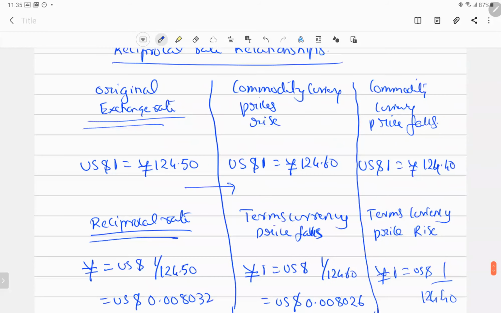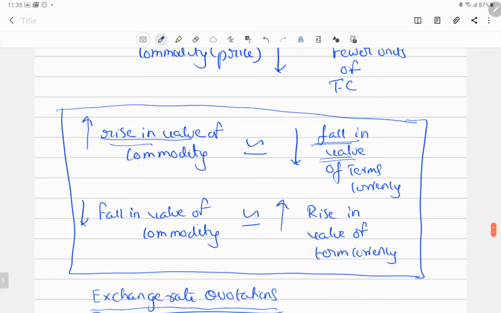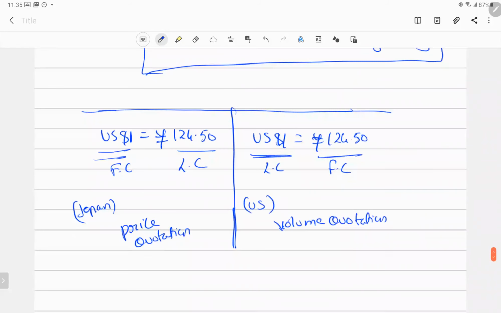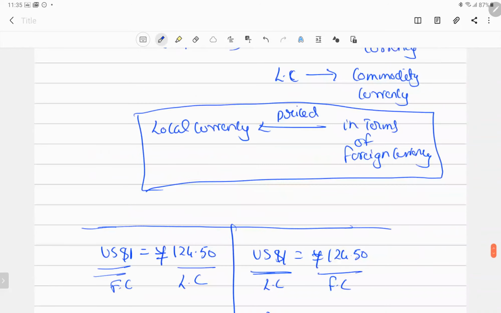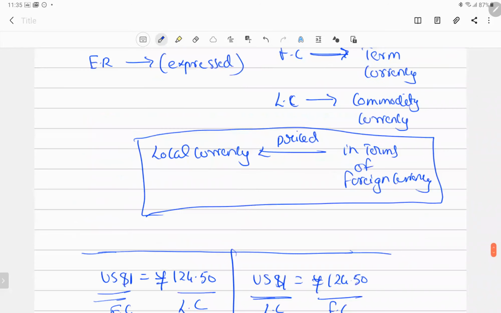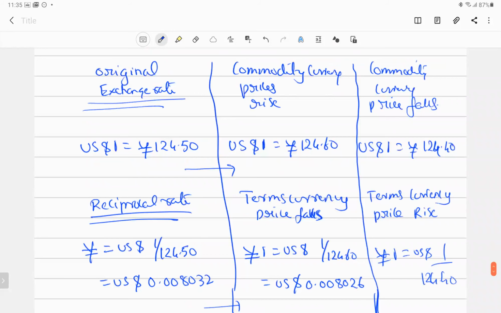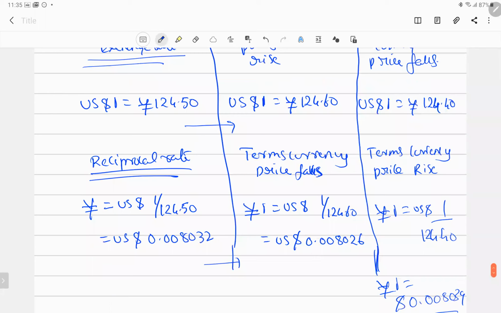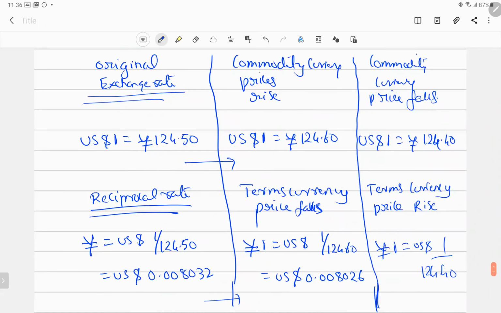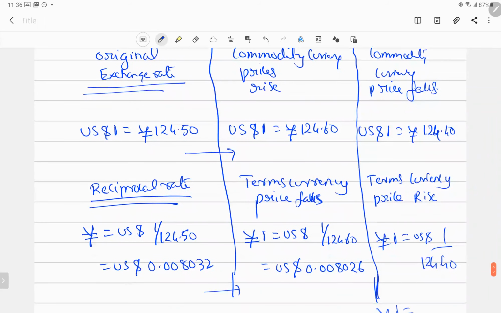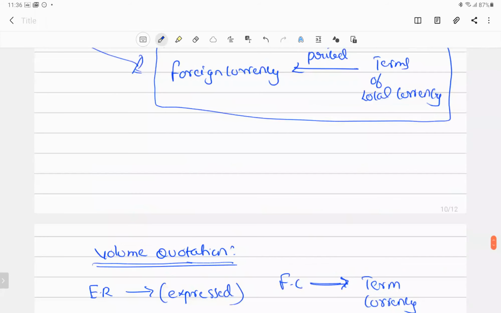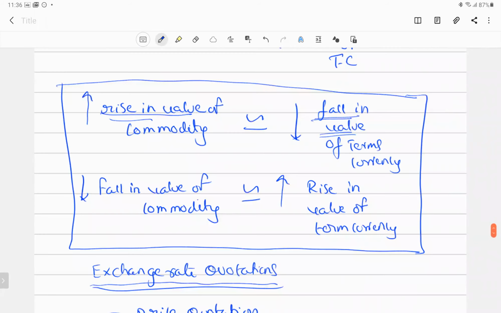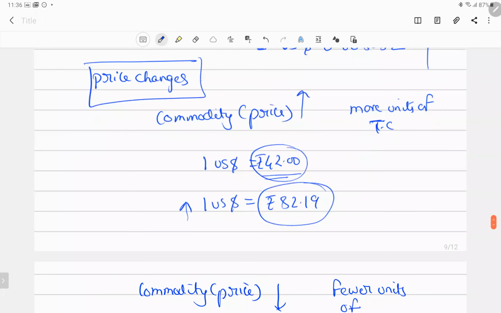When there is a rise in value of commodity currency, there will be a fall in value of term currency. This is what we have seen in the example part. When there is a rise in the commodity currency, there is a fall in value of term currency. In the same way, when the commodity currency price falls, there is a rise in term currency. So this theorem that we have seen here is satisfied. That is what the price changes that we have seen.